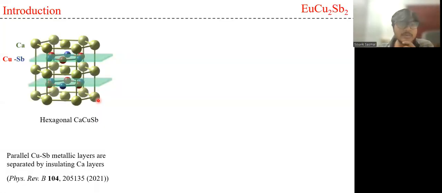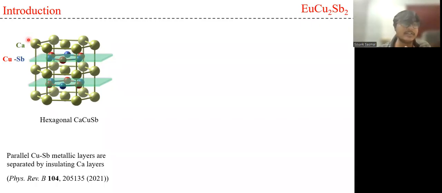So initially we worked on calcium copper Sb. It has a unique hexagonal structure, which has insulating calcium layers separated by metallic copper Sb layers. This metallic layer has great significance in electrical transport, showing some kind of 2D nature.